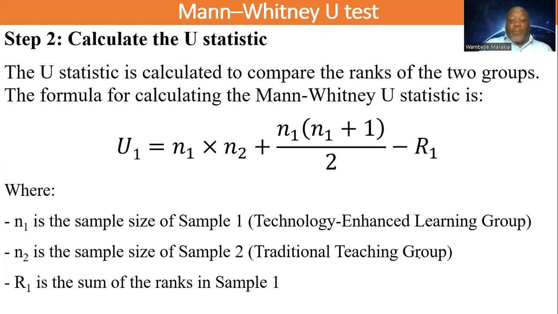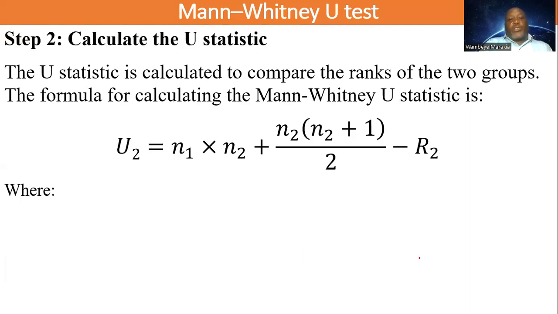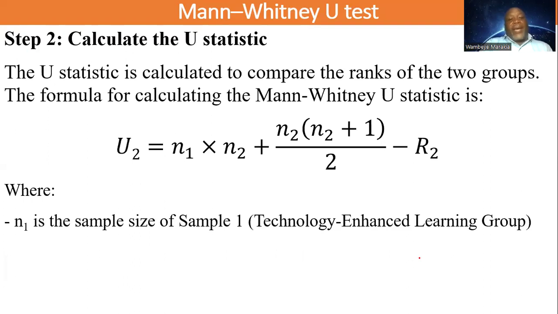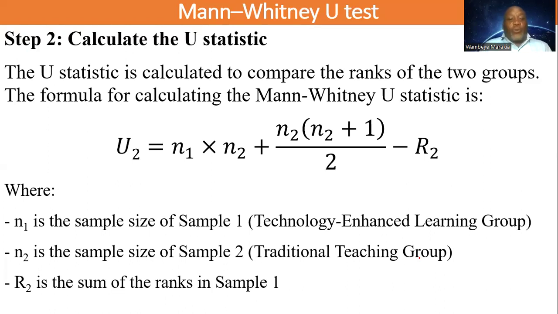Also, there is another formula which is similar to this one, which is U2, with N1, N2, where N1 is the sample size of sample 1, N2 is the sample size of sample 2, and R2 is the sum of the ranks in sample 2.